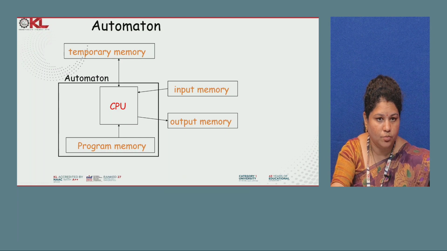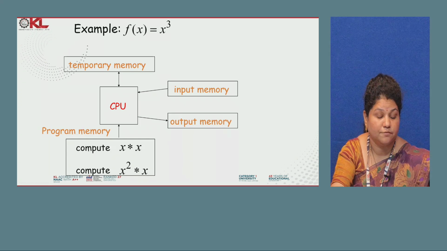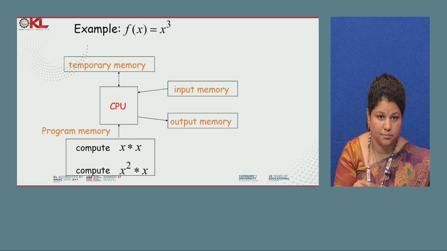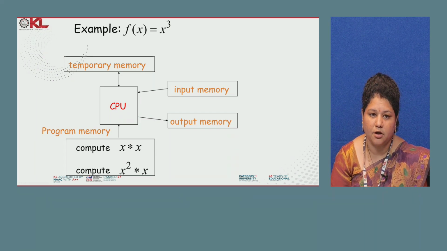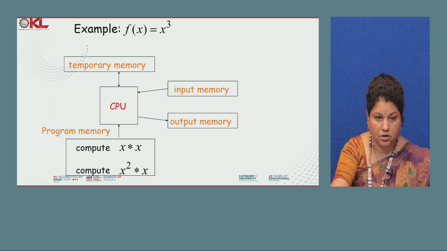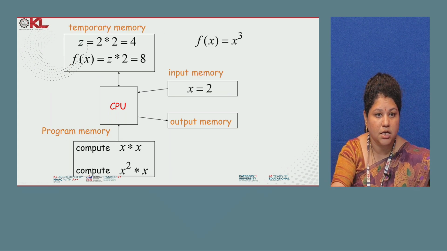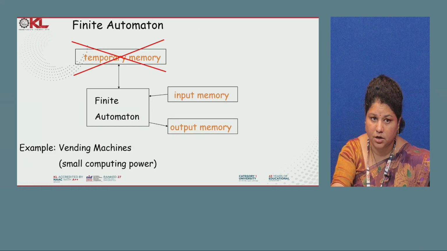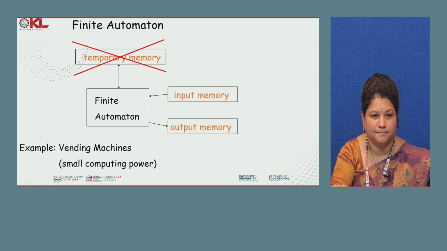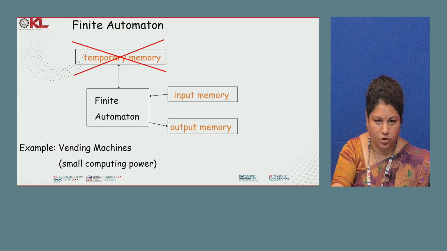In automata we have the same process, but finite automata deals with a finite amount of data. It is not an infinite memory of data. It is a finite memory of data. That's why we are not using any temporary memory in the finite automata.